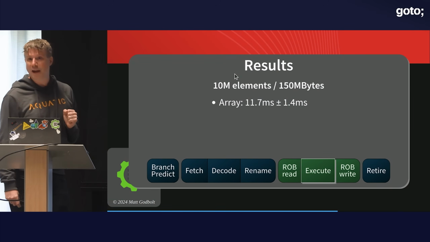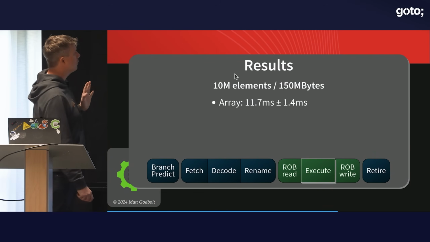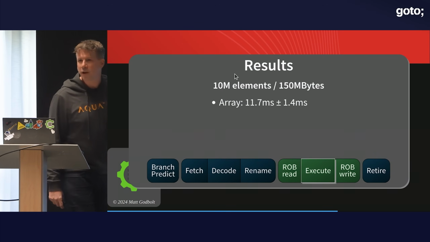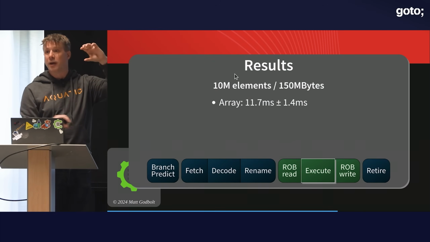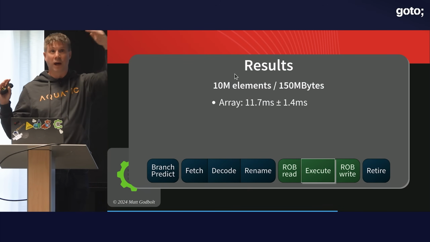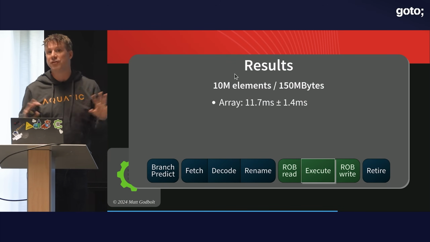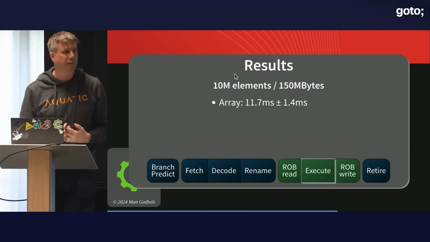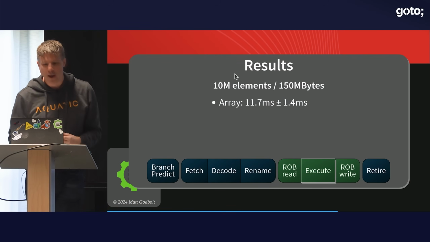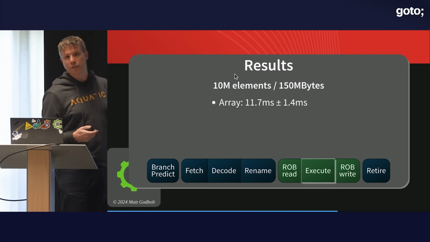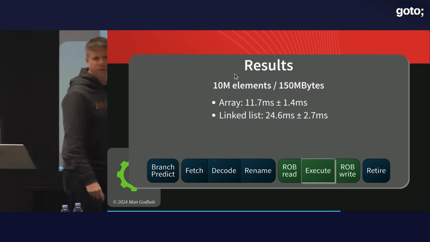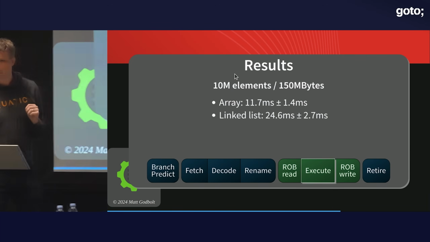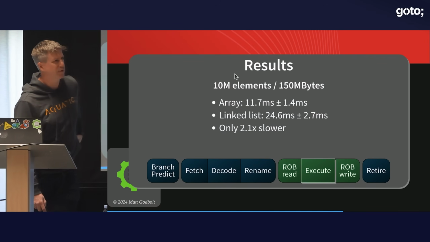I have 10 million elements, which is 150 megabytes worth of data. If I just treat it like an array, that is, I allocate them all one after another, and I ignore the next pointer and just add the data of them one after another, which is disingenuous, but this gives us the fastest it could go, then it takes 11 milliseconds to churn through 10 million elements. For a linked list, it takes 24 milliseconds, which is not all that bad. It's only 2.12 times slower.